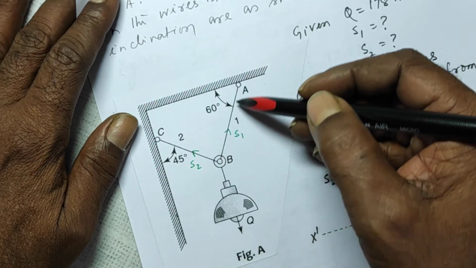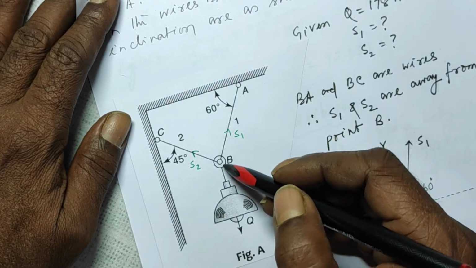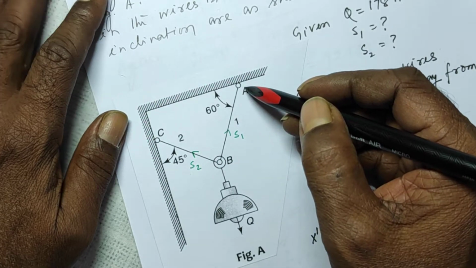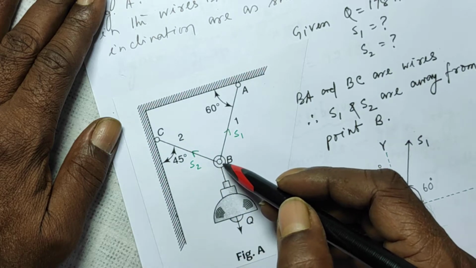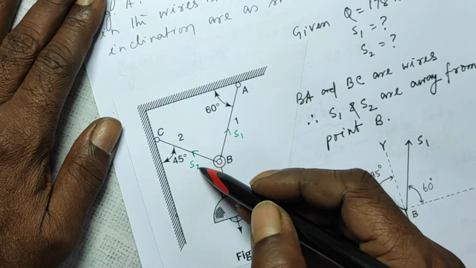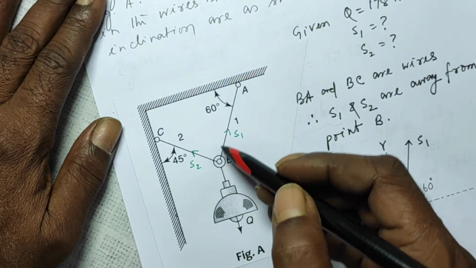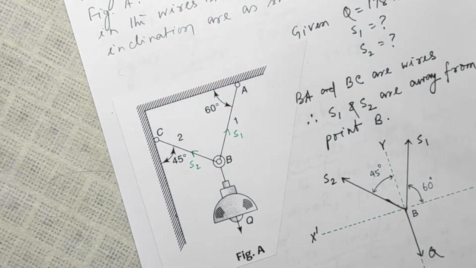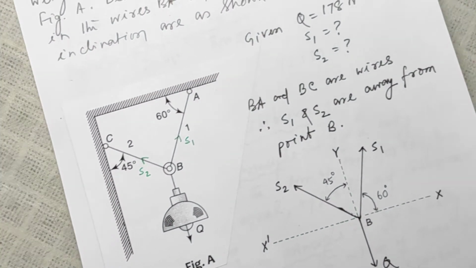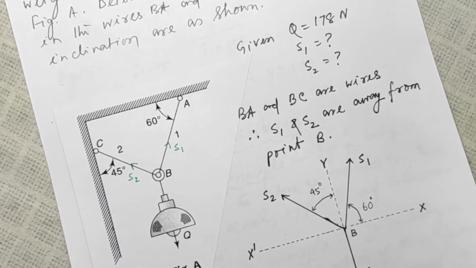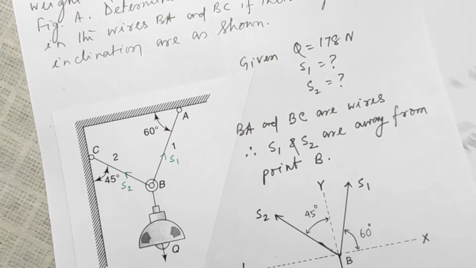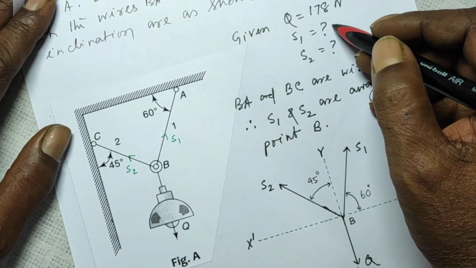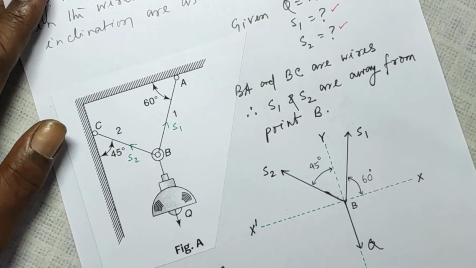This is a wire BA, and this is the point of suspension B, so the tensile force S1 is away from the point. Since BC is also a wire, the tensile force S2 is also away from the point. This angle is given as 60, this angle is given as 45, and the value of Q is given as 178 Newton. So what is given? Very simple. Q is equal to 178 Newton, S1 and S2 to be found out.